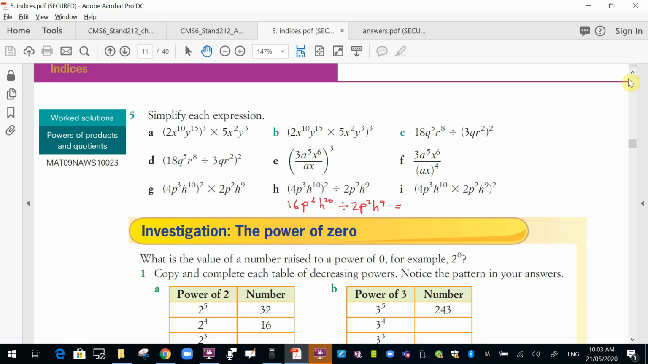So now we simplify this. Numbers first. 16 divided by 2 is 8. p to the power of 6 divided by p squared, so powers subtract when we divide, so that'll be 6 minus 2 is 4. And h to the power of 20 divided by h to the power of 9 would leave 20 minus 9 is 11. h to the power of 11. And there's your answer for question 5h.